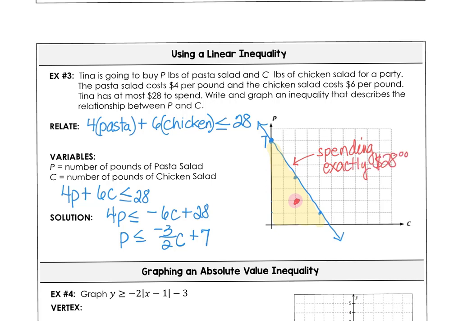But here, if she bought 2 pounds of pasta, 2 pounds of chicken, and 2 pounds of pasta, it would be less than $28.